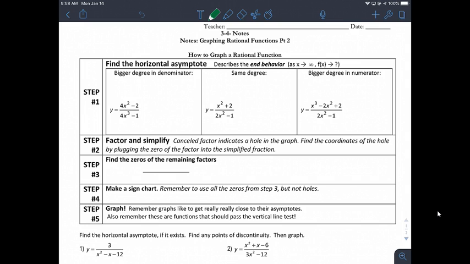The first case is if the degree is bigger in the denominator. You don't really need to do any math there. The horizontal asymptote will always be at y equals 0 in that case. If it's the same degree, you take the ratio of the leading coefficients.